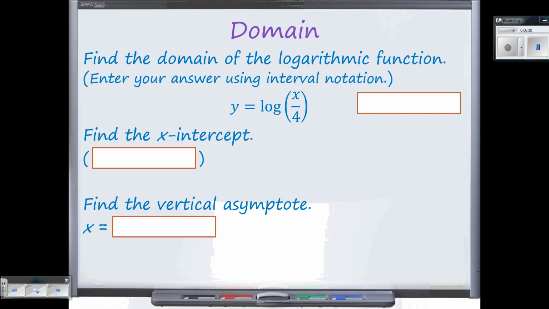Now when we look at the domain, the thing to remember always is I cannot have, see, this happens when I put my wrist down on the, my hand down on the screen when I'm writing. I apologize.